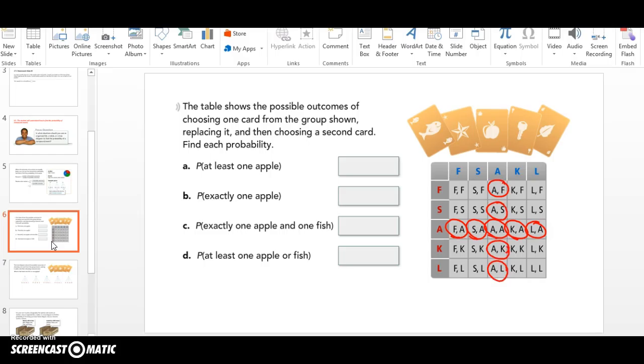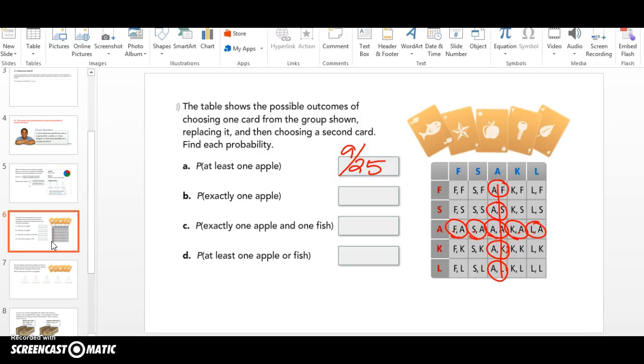So what would be the probability of me pulling at least 1 apple? 9 out of 25. Does that make sense? There's 9 different things there that can happen, and there's 25 total outcomes. So this would be 5, 6, 7, 8, 9. Make sense?